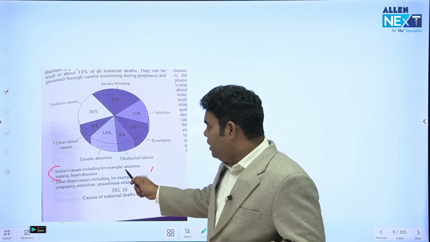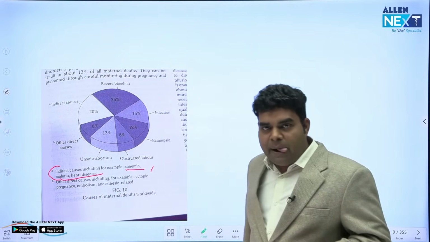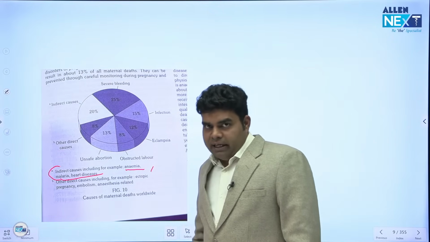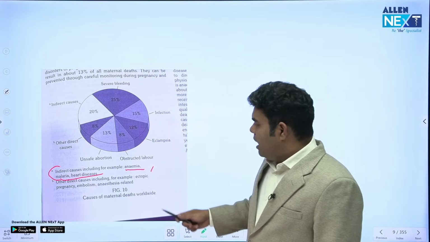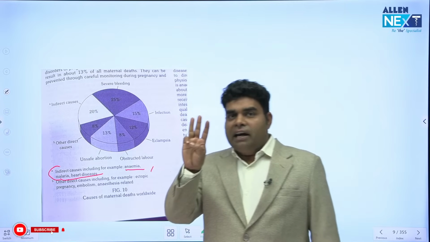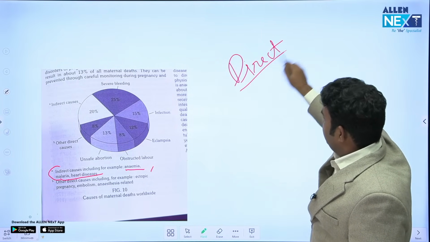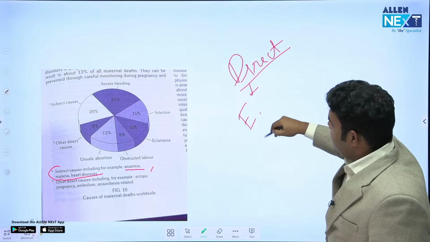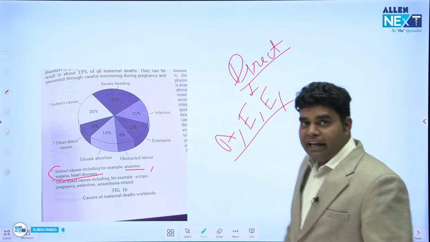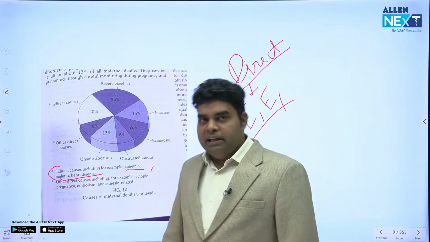Indirect causes include anemia, malaria and heart disease. These are indirect, which I have written there. Anemia, malaria, heart disease, indirect. They do not directly cause the death of the mother. Direct causes are ectopic pregnancy, embolism, anesthesia related. So if you can remember the direct ones, they are writing ectopic pregnancy, embolism, anesthesia related. Anesthesia related, ectopic and embolism. And indirect are anemia, malaria, heart disease.